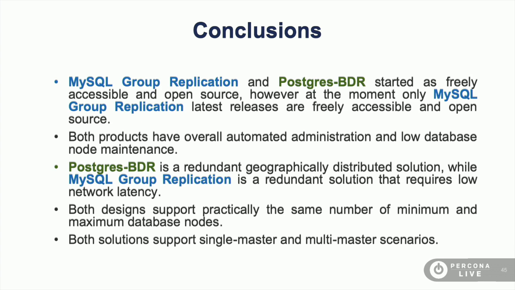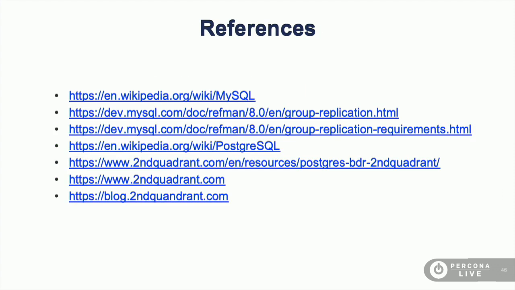Postgres BDR was designed for being redundant, geographically distributed, while MySQL group replication is also a redundant solution but requires low network latency. It could also be used for higher values of network latency, but there are some drawbacks to watch out for. And both designs support the same minimum and maximum number of nodes, and both solutions support single master and multi-master scenarios.